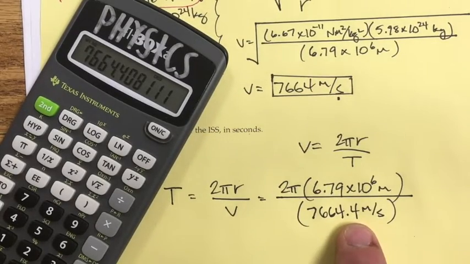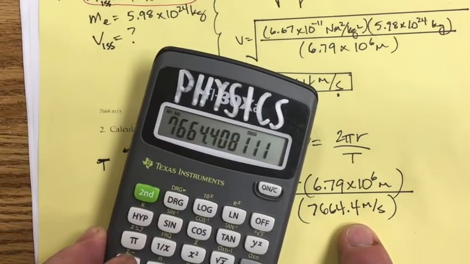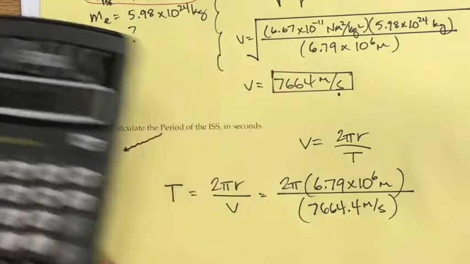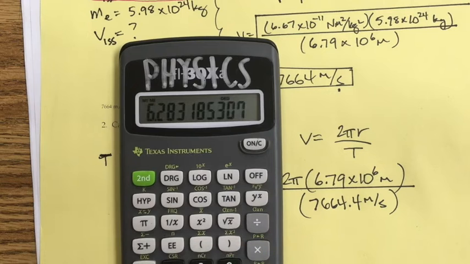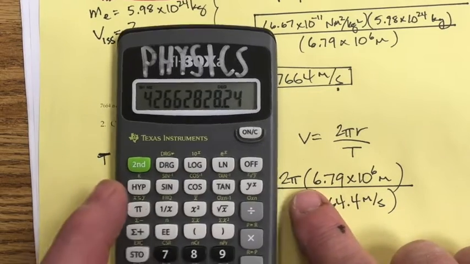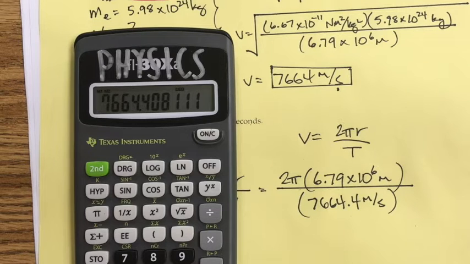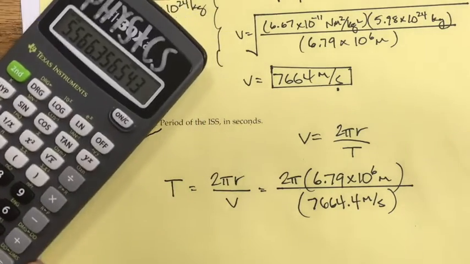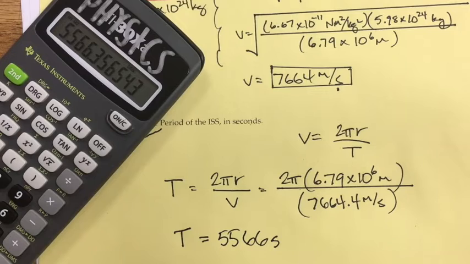I kind of wrote the unrounded version of the velocity that I rounded off here, but the calculator has the unrounded version, so I kind of went to 5 digits. Anyway, let's go ahead and do 2 times pi times 6.79 exponent 6. That's the numerator of this expression. And now I'm going to divide by 7,664.4. When I hit equals, I get 5,566 seconds.